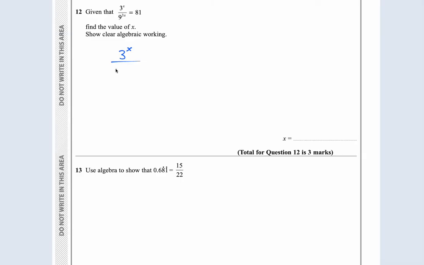9 is 3 squared. I think we all know that. 9 is equal to 3 squared. So instead of 9, I put 3 squared. Now it's 9 to the power of 3x, so this is 9 to the power of 3x. I haven't changed anything except I've made 9 3 squared. Similarly, 81 is equal to 3 to the power of 4. Now, if you didn't know that, fair enough.